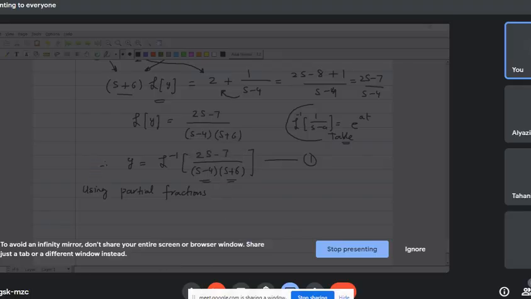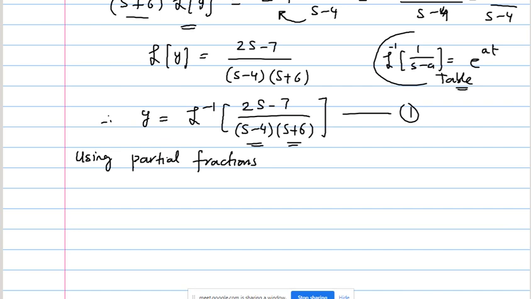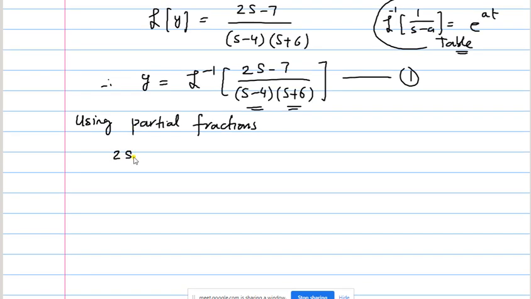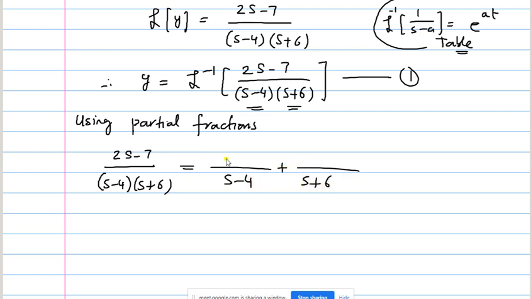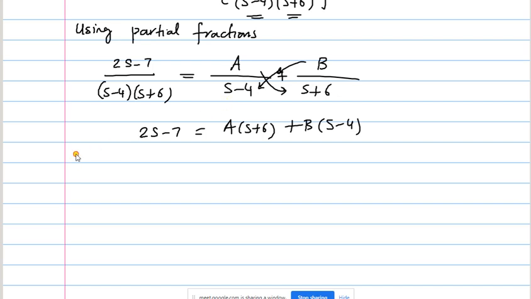How to separate them? Partial fractions says to write this expression, 2s minus 7 over s minus 4 times s plus 6, by separating these linear terms: s minus 4 separately, s plus 6 separately. So we write a constant at the top of each. Then 2s minus 7 equals a times s plus 6 plus b times s minus 4. That's it. And now I will put two values, s equal to 4 and s equal to minus 6.